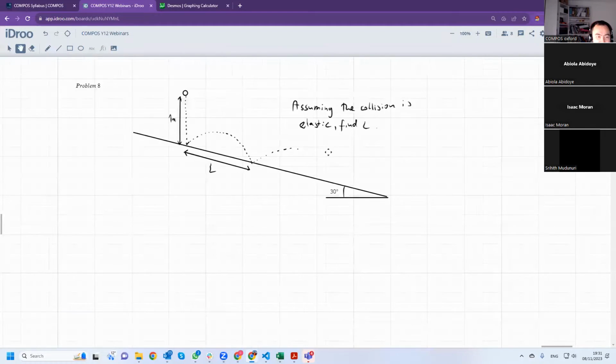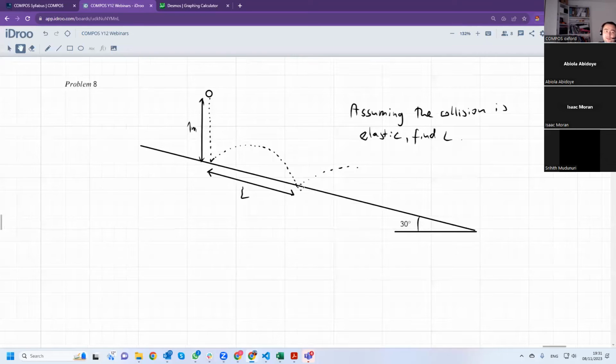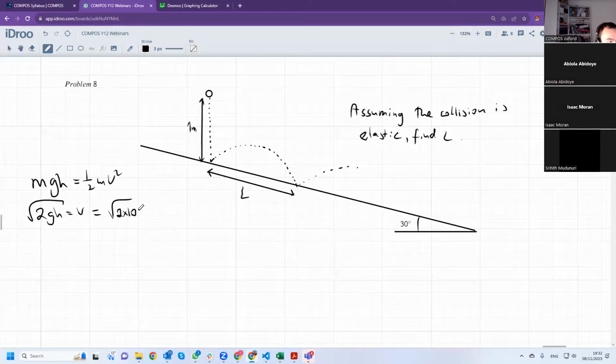Right, this one. Well, I've done a very similar one. So what you need to do is you need to find the initial velocity. We are falling from 1 meter. I'm going to use the conservation of energy here. So it's going to be mgh is equal to 1/2 mv squared. So v is the square root of 2gh. So the velocity is going to be square root of 2 times 10 times 1.